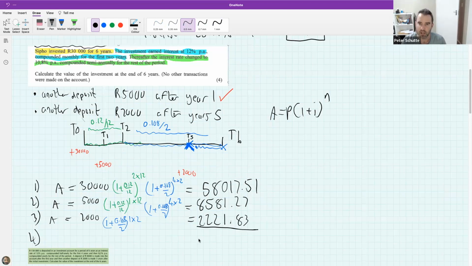Now there will be a slight rounding difference if you did this all at once, because we've chopped off some of the decimals. But what's my final amount going to be if I add up all these and it's sitting in the account? What is the lucky Sipo sitting with in his bank account? It should be 68,820.61.